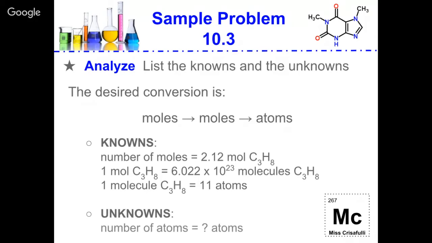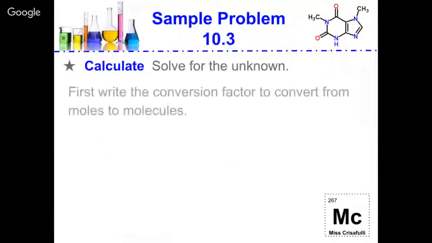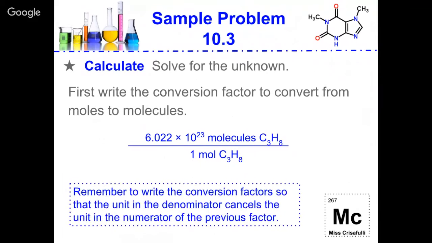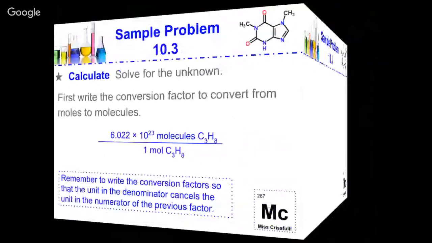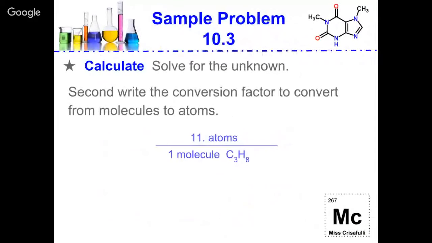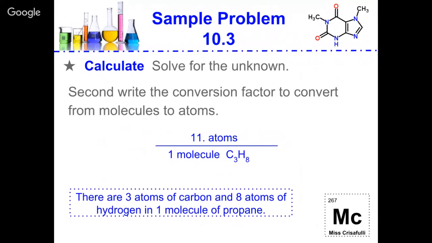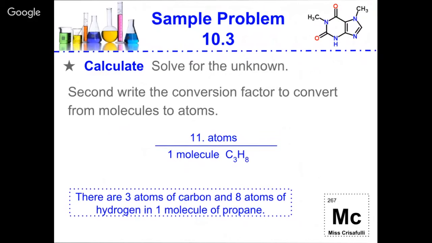What don't we know? We don't know the number of atoms. All right, so let's figure out what the conversions are. So we're going to have to use this one: 6.02 times 10 to the 23rd molecules is in 1 mole. And we've got to remember to write this and flip this in the right orientation so that we have things that cancel. And then the second conversion we're going to need is that we have 11 atoms in 1 molecule of C3H8. How do we get 11? Remember, we have 3 carbons and 8 hydrogens in 1 molecule of propane. That's how we got 11 atoms.